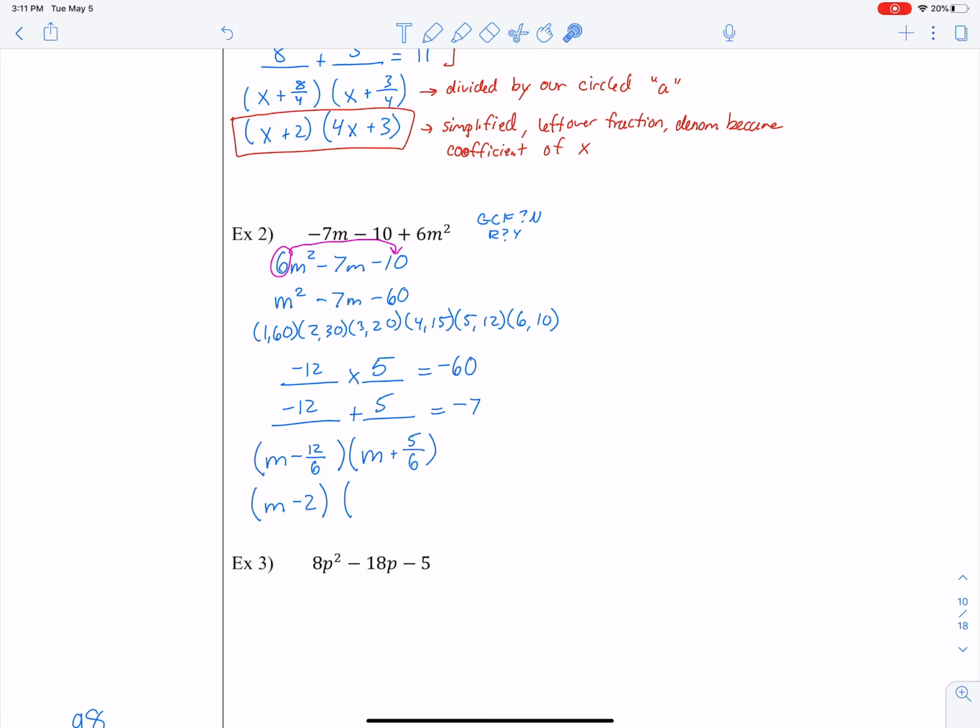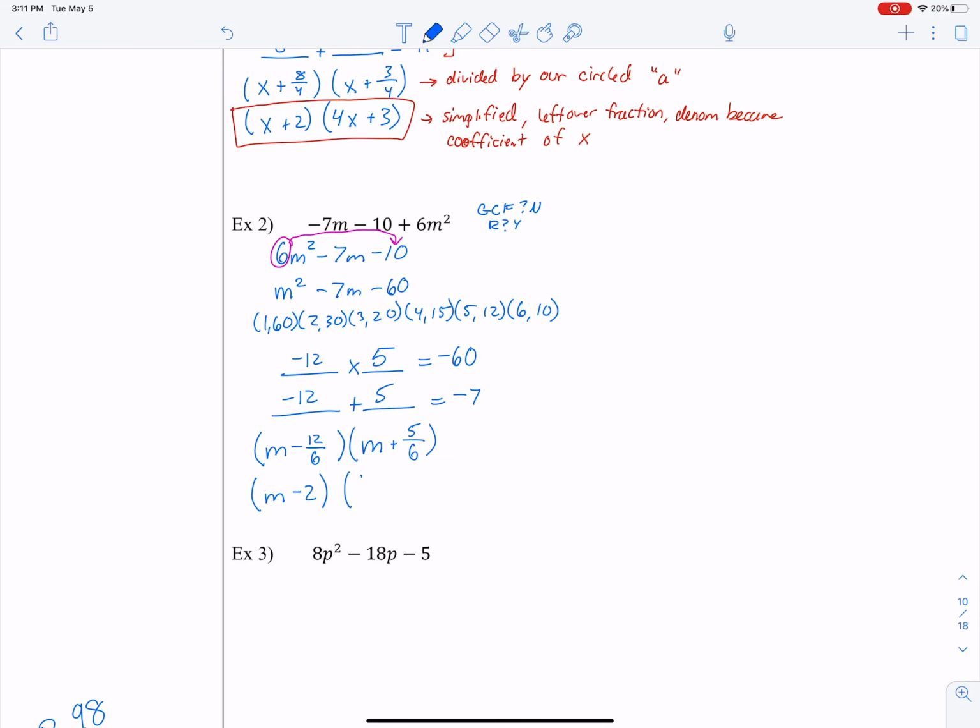So we can't simplify this fraction, 5 over 6. So we need to take the 6 from down here, and it needs to move up in front of the m. So we get 6m and then plus 5. And that is the final answer for this question.